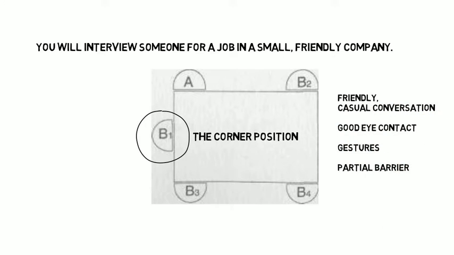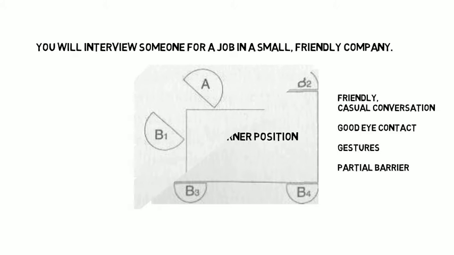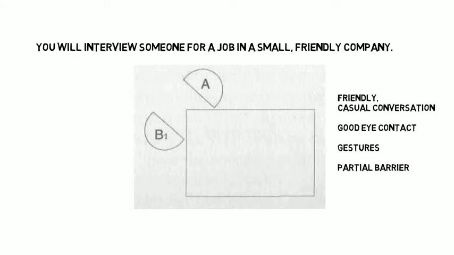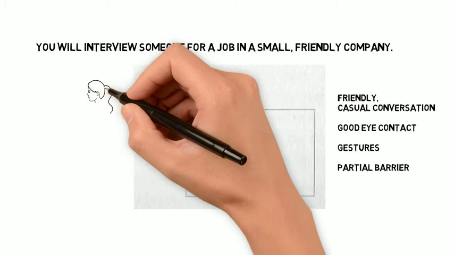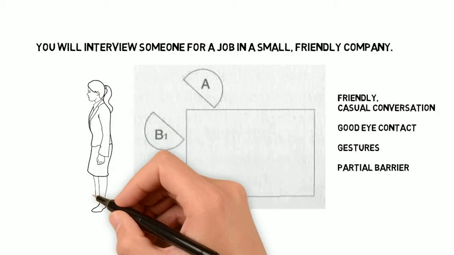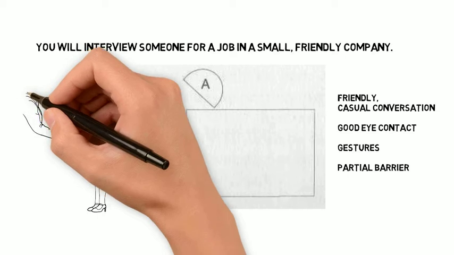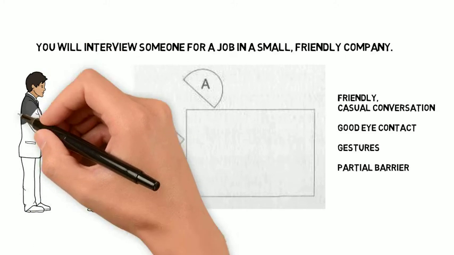The corner position is used by people who are engaged in friendly, casual conversation. It also allows for gestures. The table does give a partial barrier. However, by simply moving the chair to position B1, you can relieve a tense atmosphere and increase chance of a positive outcome. Where would you sit if you're going to help someone complete a crossword puzzle?